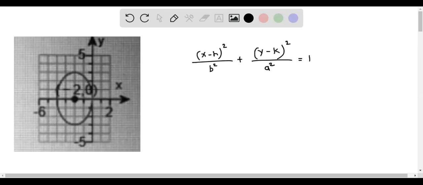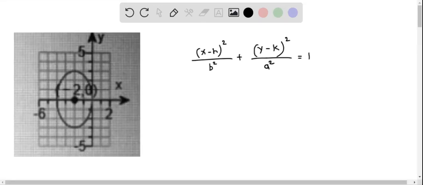We now write the equation of the ellipse whose graph is given over here. For this, I'm using the generic equation of the ellipse. That is, the standard equation of the ellipse is (x minus h) quantity squared divided by b squared plus (y minus k) quantity squared divided by a squared equals 1. Notice that this a squared is under the term (y minus k) quantity squared, and this b squared is under the term (x minus h) quantity squared over b squared.